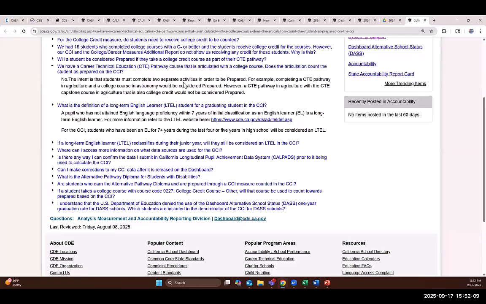We got more details on the course. It's not a CTE course, it's an AP Spanish course that was articulated with Cal State San Bernardino. Unless the Spanish course is coded as a college course, then no, it will not get credited for the CCI, and that's because it's credited as an AP course. And so students will get AP credit then, which is different.